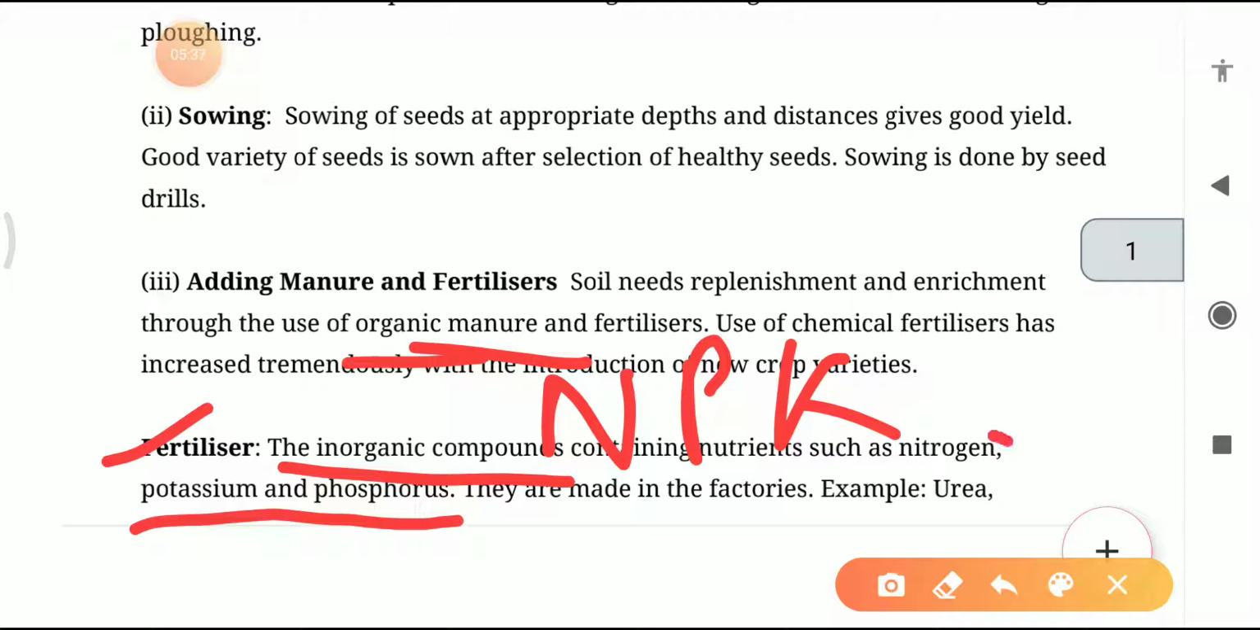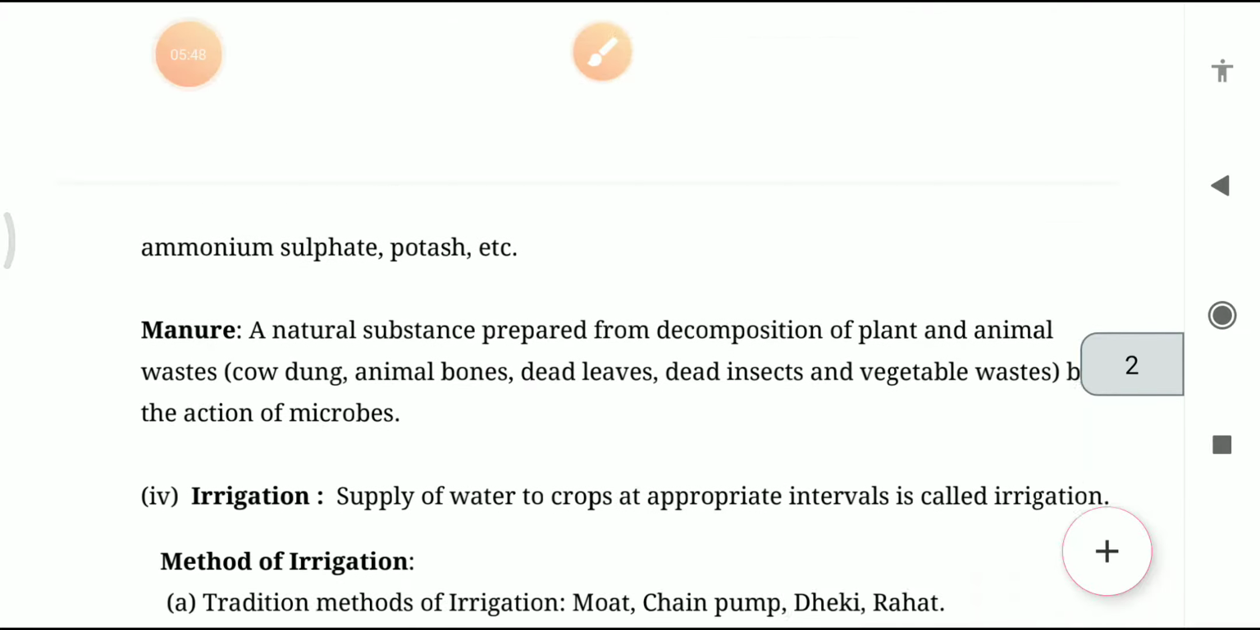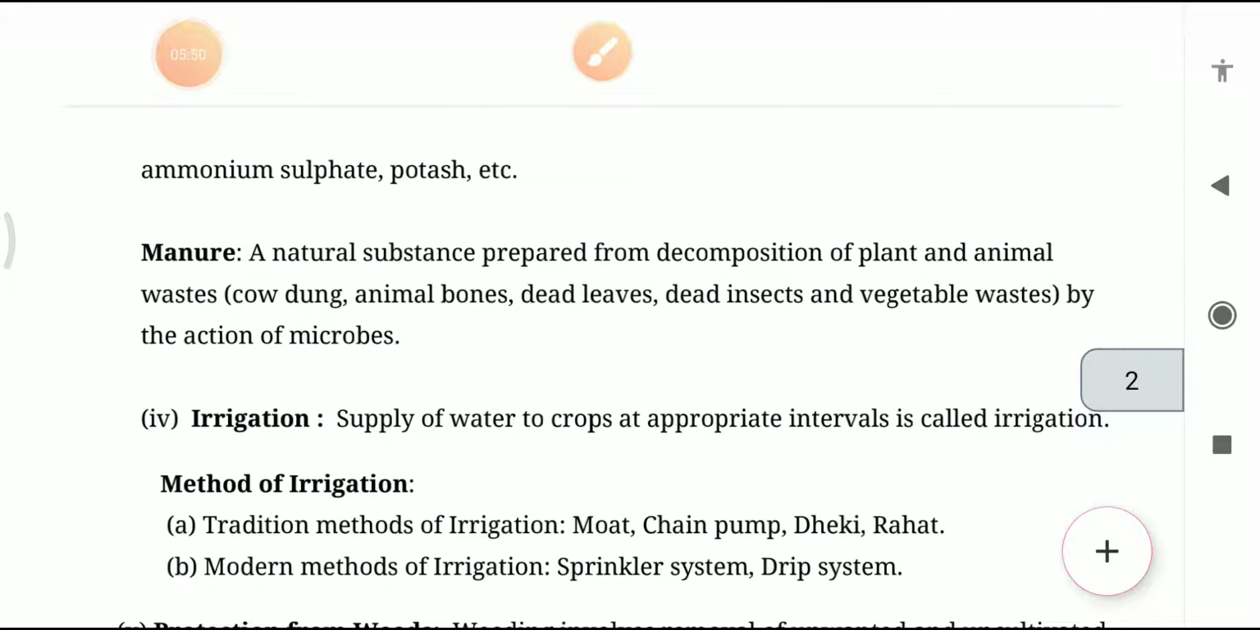Example is given here: urea. Urea is a good fertilizer which we use in our field to increase the fertility of the soil. Urea, ammonium sulfate, potash, etc. These three are examples of fertilizers.